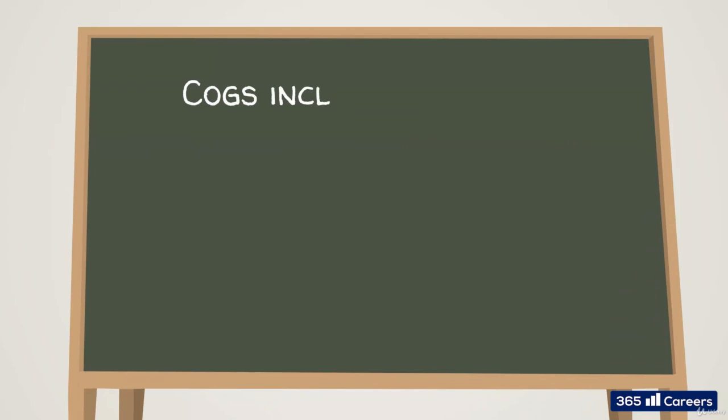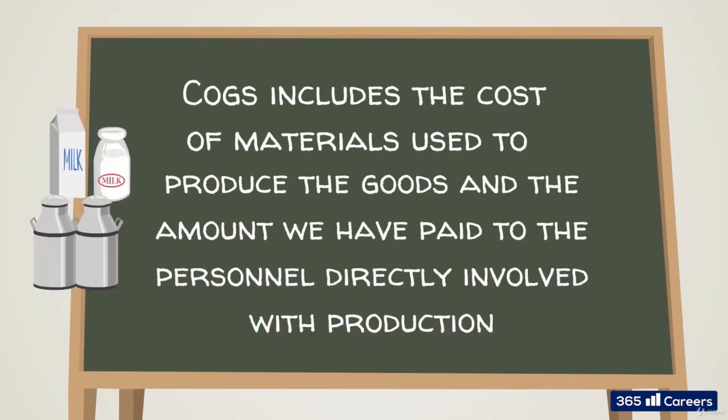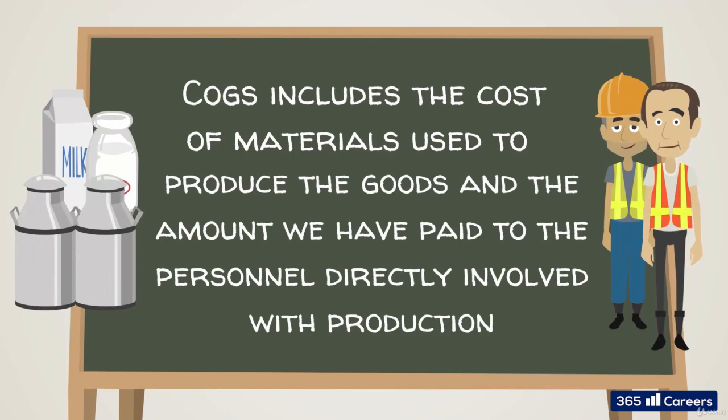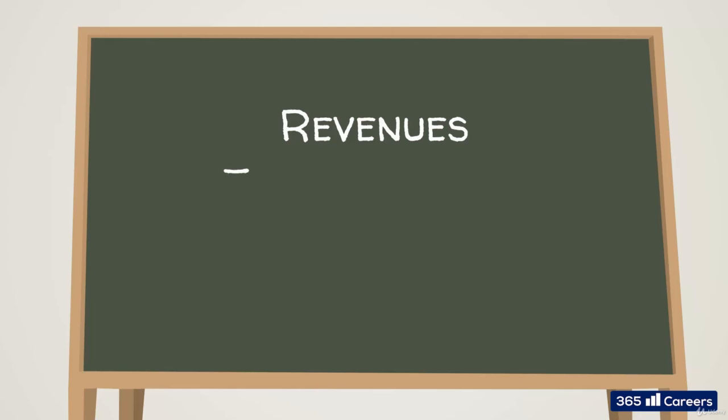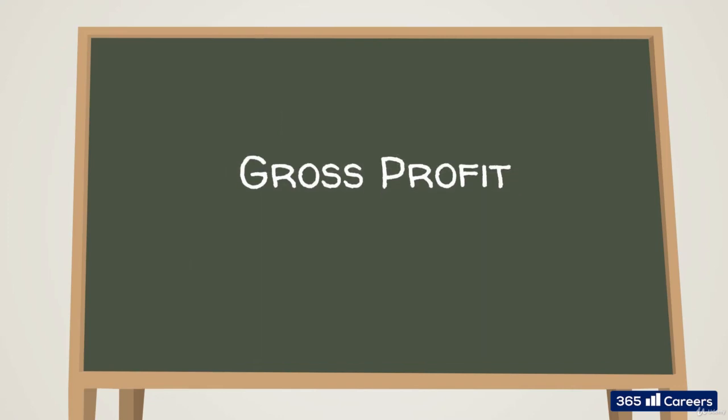Please remember that COGS include the cost of materials used to create the goods and the amount we've paid to personnel directly involved with the production of the goods. The difference between total revenues and cost of goods sold is called gross profit. This is the profit a company makes after deducting the costs associated with producing its products.